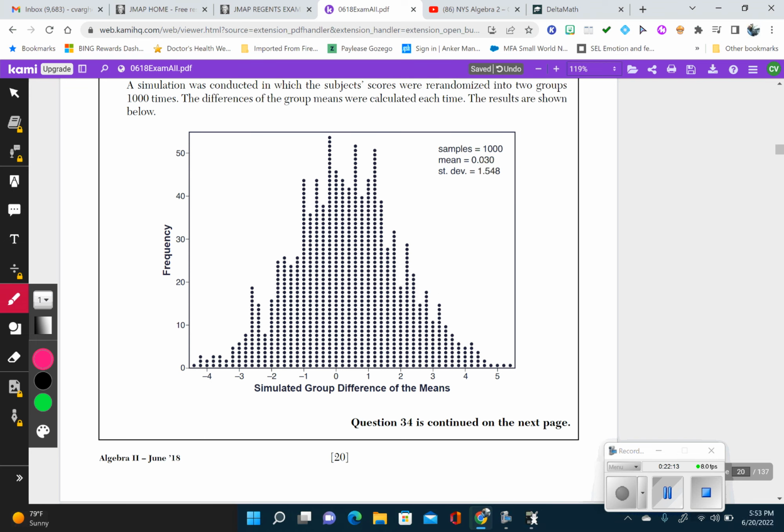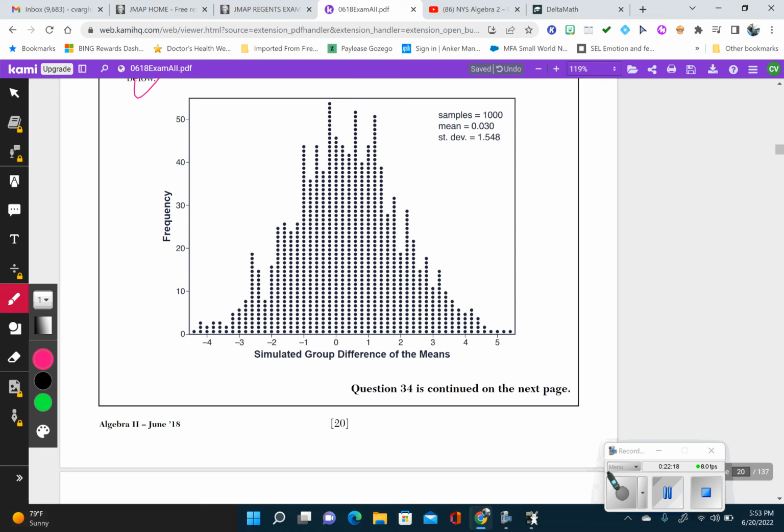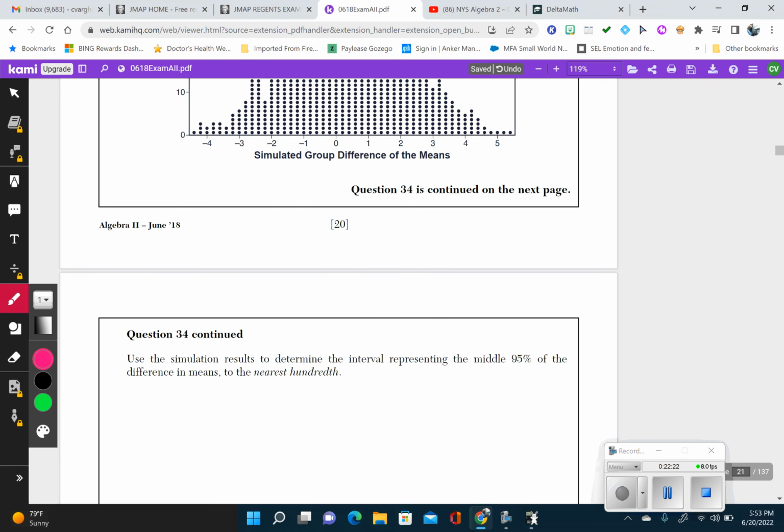Okay. All of this you could just, this is going to be important. The mean and the standard deviation are definitely going to be important. And the reason I know that is because it's asking us for the 95% to the nearest 100. This is going to be different. This is going to be important.